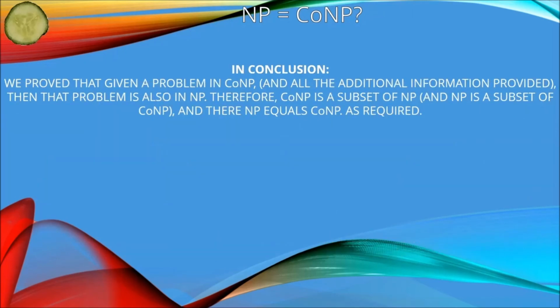In conclusion, we proved that given a problem in CoNP and all the additional information provided, that problem is also in NP. Therefore, CoNP is a subset of NP, and NP is a subset of CoNP, and therefore NP equals CoNP, as required.